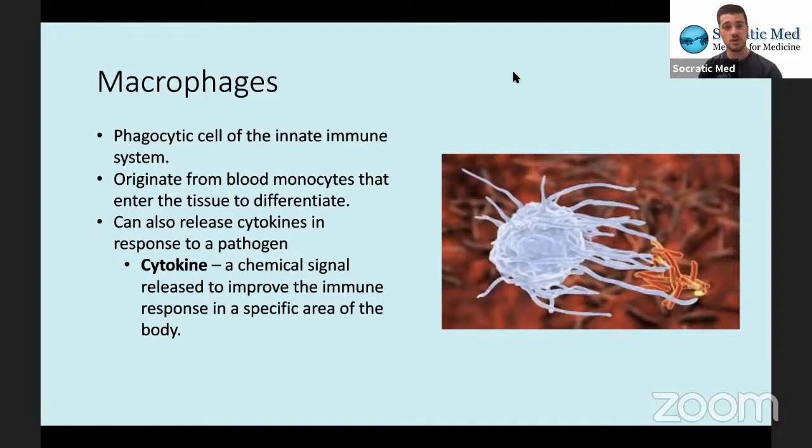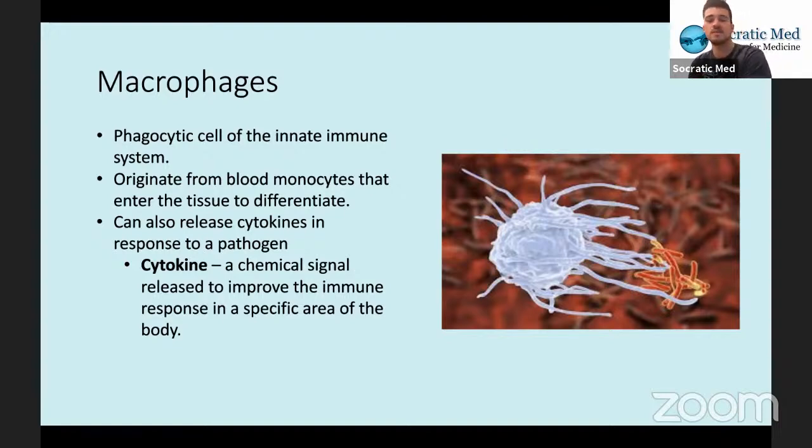So the first one we're going to talk about are macrophages. We spoke a little bit about them before. Those are the phagocytic cells of the innate immune system, and they originate from blood monocytes that enter the tissue to differentiate. So monocytes are another immune cell that actually have immune function, and they also have the ability to differentiate. So monocytes will turn into macrophages once they enter the tissue. And they were actually at one point thought to be the same cell, but we now know them to be two different ones. They can also release cytokines in response to a pathogen.